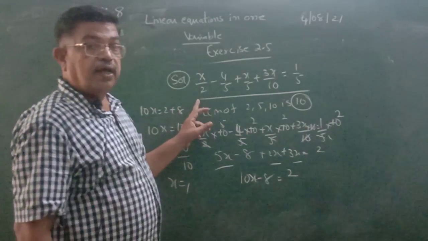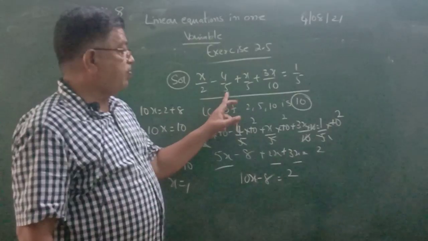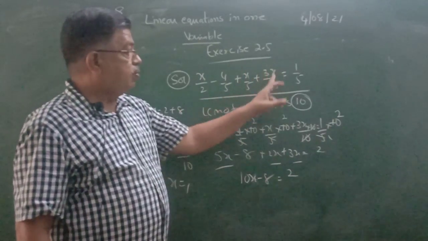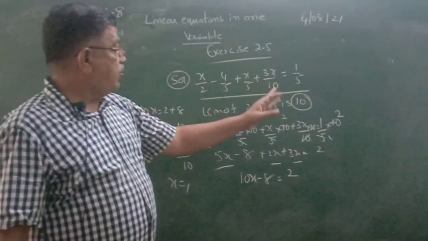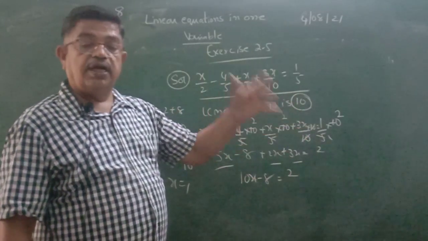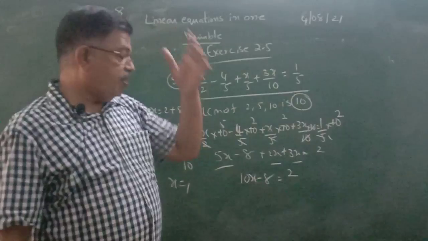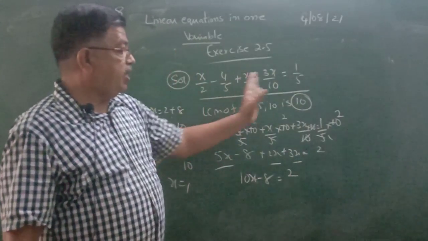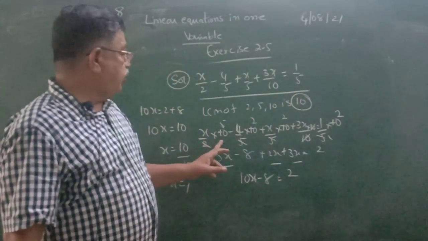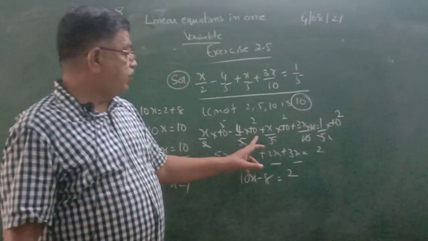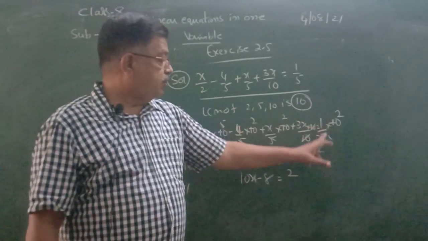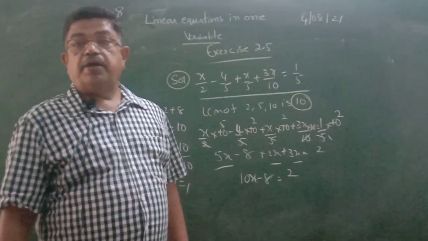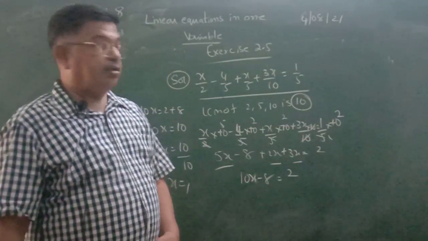So what is given? x by 2 minus 4 by 5 plus x by 5 plus 3x by 10 is equal to 1 by 5. The LCM of all the denominators is 10 because 10 is a multiple of both 2 and 5. So with the LCM multiply each term. x by 2 into 10 minus 4 by 5 into 10 plus x by 5 into 10 plus 3x by 10 into 10 is equal to 1 by 5 into 10. I multiplied each term with the LCM.